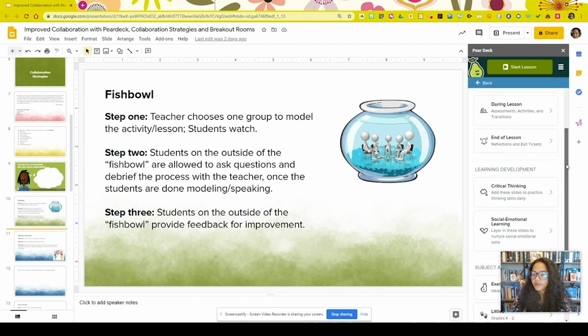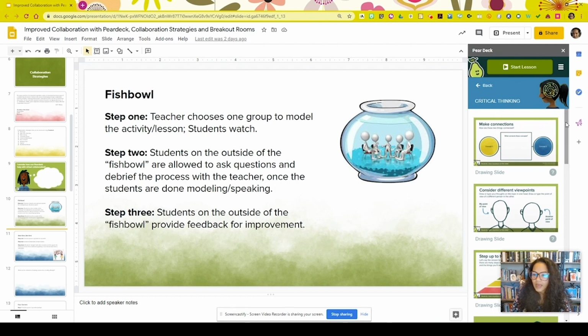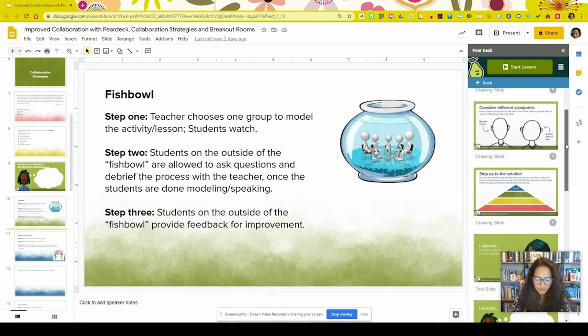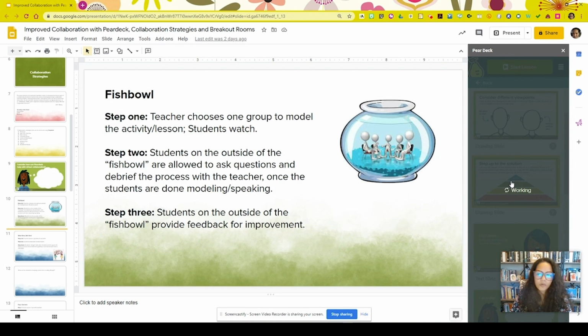Again, I'm going to go to critical thinking. That's like my favorite friend right now. And I've got all of these different things, but I need to remember that usually in a fishbowl, I want my students inside of the fishbowl to do something. So to model, to speak, to teach, to do something that the students on the outside are going to observe and be able to ask questions and comments and then go on and do themselves, right? Or add to the ongoing conversation. So I'm going to choose step up to the solution. And once that loads, I'm going to explain why.